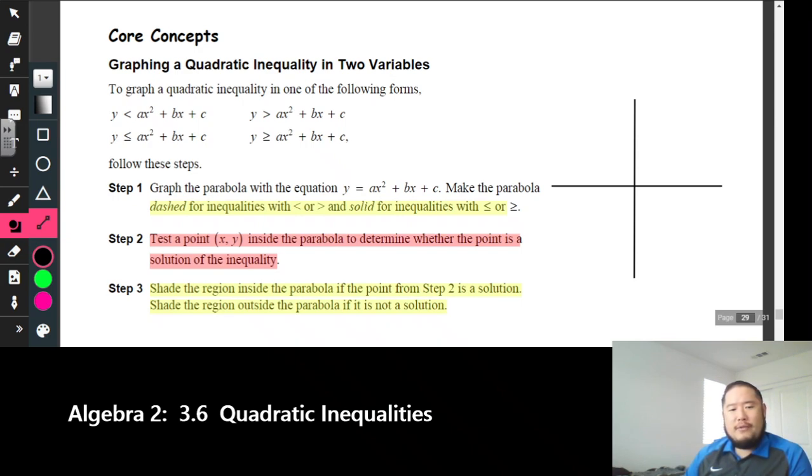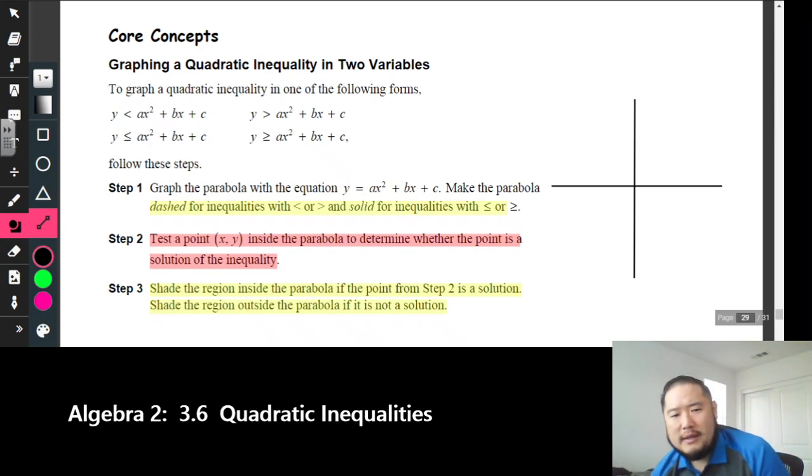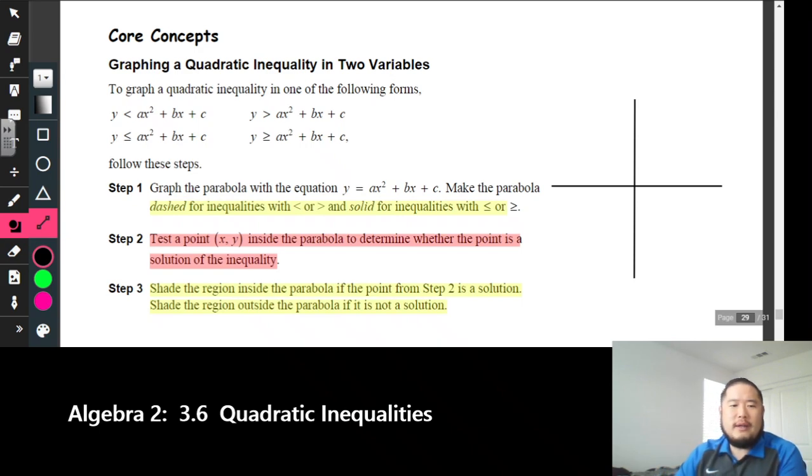So we have 3 steps right here. And it says graph the inequality or graph the parabola with the equation y equals ax squared plus bx plus c. So what they're saying in the beginning is, look, you don't have to worry about the inequality. Just graph it as though it's a regular equation. But the thing here is this. In the second sentence, it says make the parabola dashed for inequalities with the less than or greater than sign.